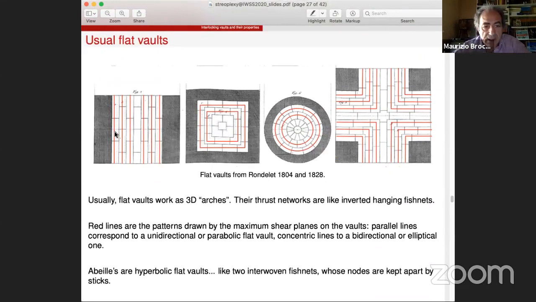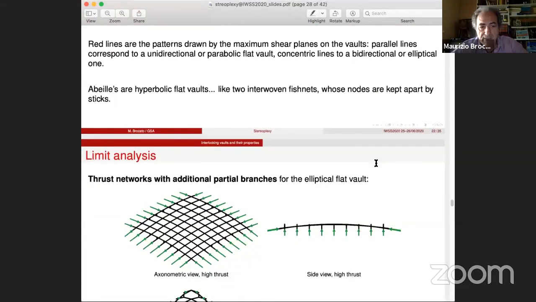Those are taken from Rondelet. This is a barrel vault. Those are domes, and this is a cross barrel vault. And so in all those cases, you have these red lines that show how the loading goes to the supports. The red lines are orthogonal to the main truss, let's say. So those vaults can be named after the shape of the Dupin indicatrix of their fishnet, in a sense, and they can be called parabolic or elliptic. Now, in the sense that here you have an elliptic shape or a parabolic shape that represents the inverted chain of the system. Now, if you look at Abeille vaults, this is not so.